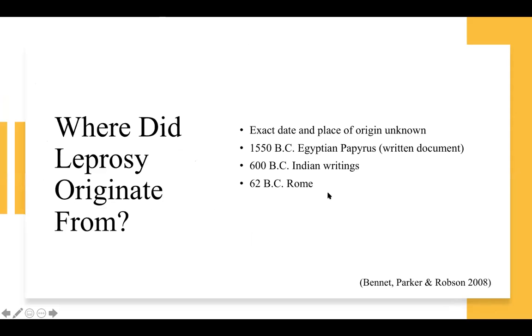So where exactly did leprosy originate from? There's not a lot of research done on this just because it is a relatively old disease, and it was classified in later years. So the exact date and place of origin is unknown. However, a lot of researchers and scientists have found descriptions of leprosy-like diseases with leprosy-like signs and symptoms, dating back to 1550 BC with written documents such as Egyptian papyrus, or in 600 BC with Indian writings, and in 62 BC with Rome.